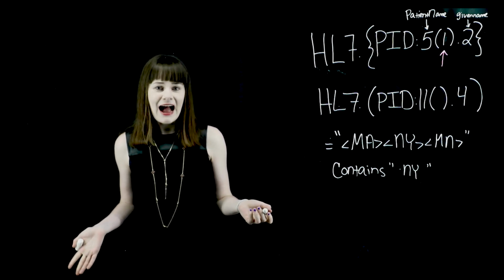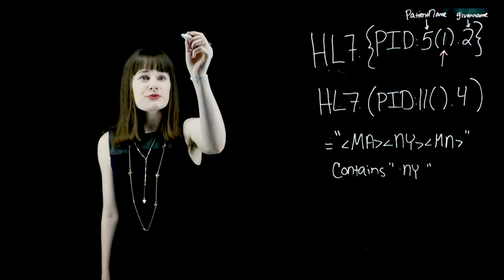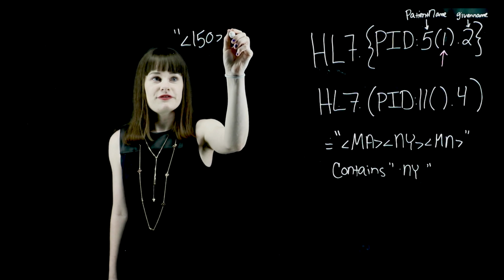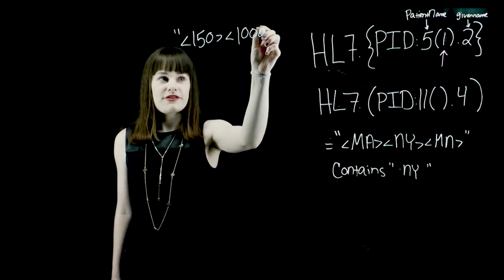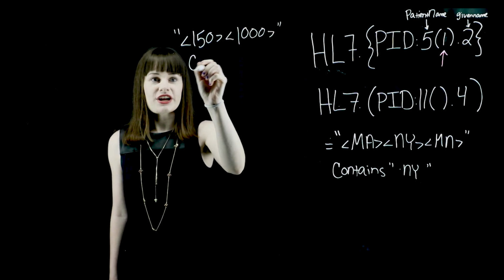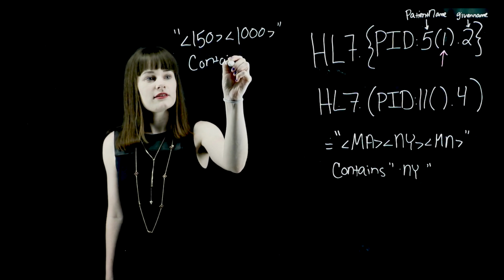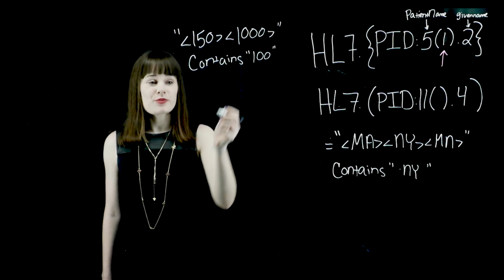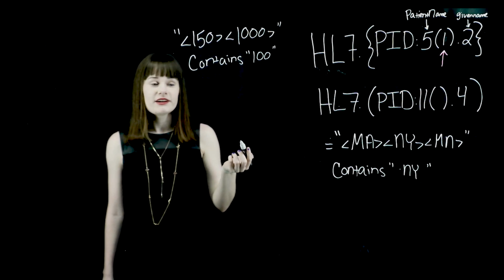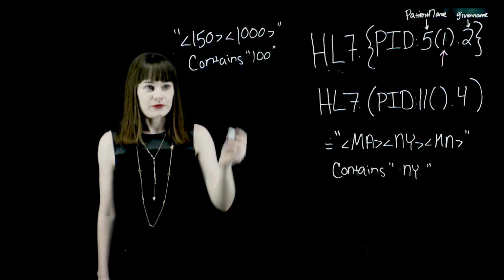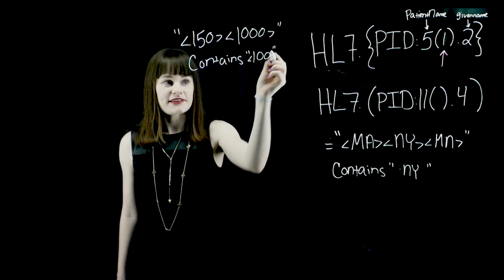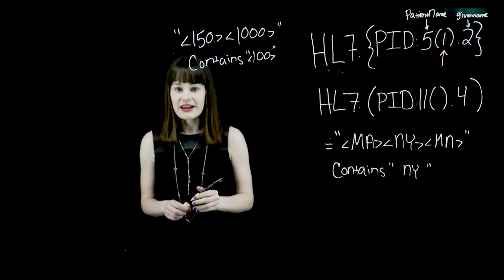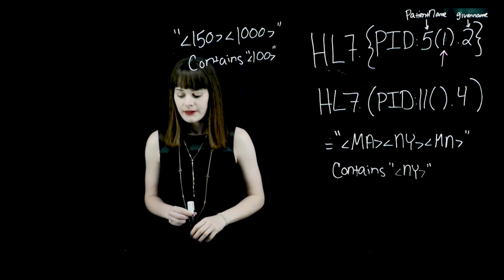But we want to get in the habit of including the angle brackets lest we run into a situation like this, let's say 150 and 1000, and we're checking for the value 100. If I didn't include the angle brackets here, this would erroneously evaluate to true, right? But if I did include the angle brackets, then this would correctly evaluate to false. So we want to get in the habit of including the angle brackets for all occurrences.